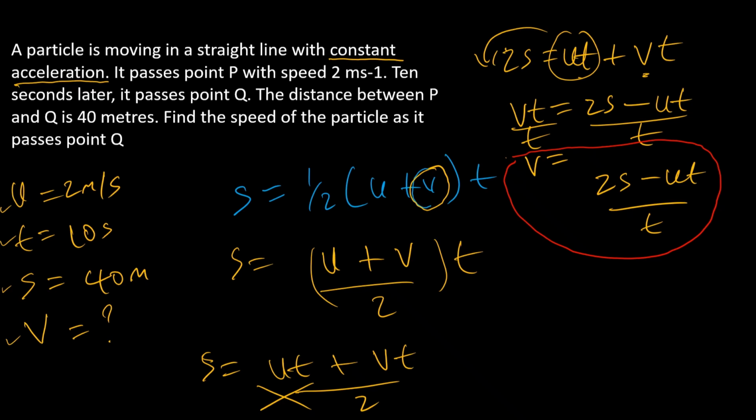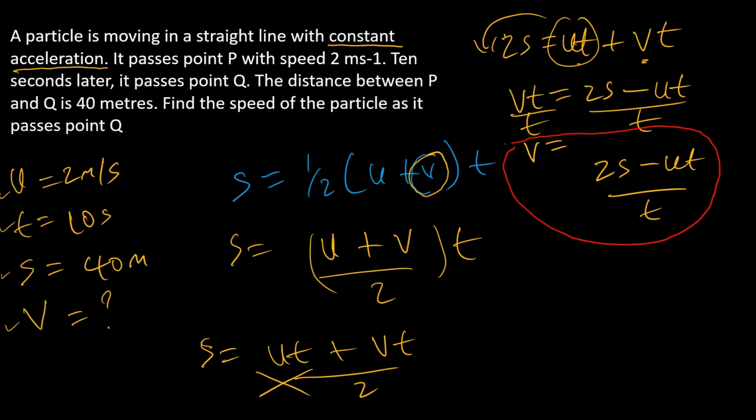So let's just substitute the values into this equation. Our v will be equal to 2 bracket, what's our s? 40. Our s here is 40 meters, minus, what is our u? The initial velocity, which is 2 meters per second. So we have 2 bracket, what is our time? 10 seconds, divided by our time, which is 10.